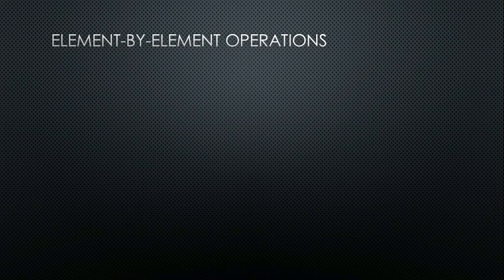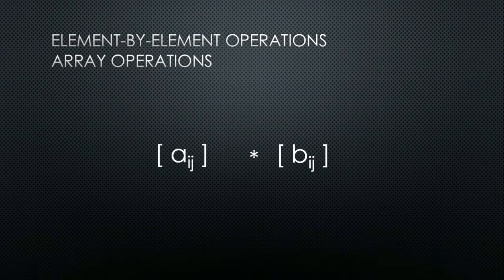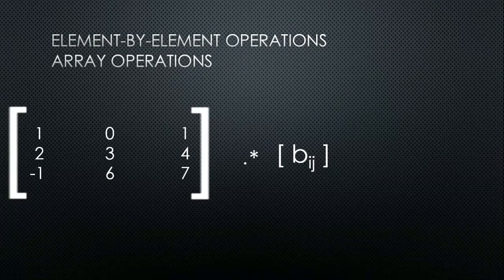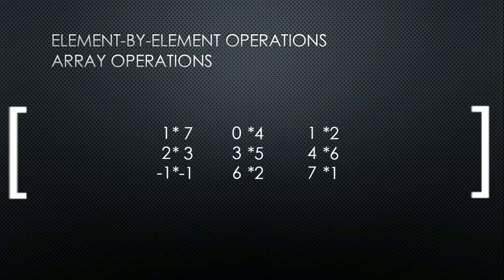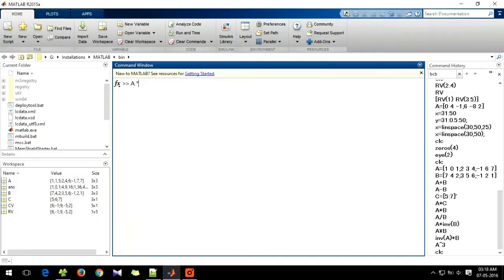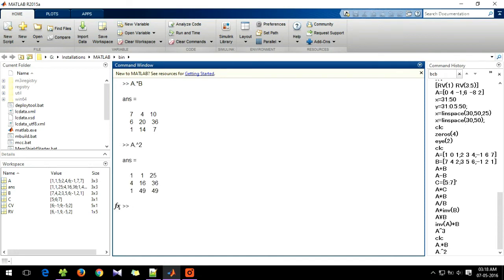Moving on to element by element operations or array operations. Here the operations are performed between corresponding elements of two arrays of the same size. It is denoted by a dot before the operator. So if you want each element of A multiplied with their corresponding elements in B, type A dot asterisk B. Similarly for division and exponentiation.